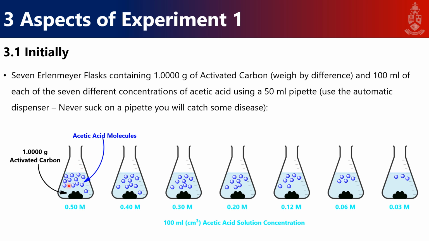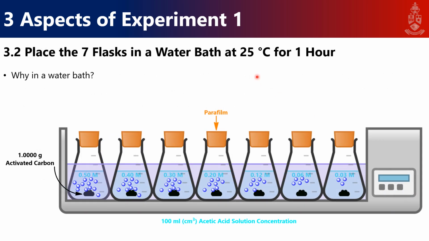For now, the blue dots indicate acetic acid molecules. As you can see, higher concentrations have more of them, lower concentrations have less. Thereafter, once you've prepared these 7 flasks, you're going to place them in a water bath for 1 hour at 25 degrees Celsius. The question I want to ask you is, why in a water bath?